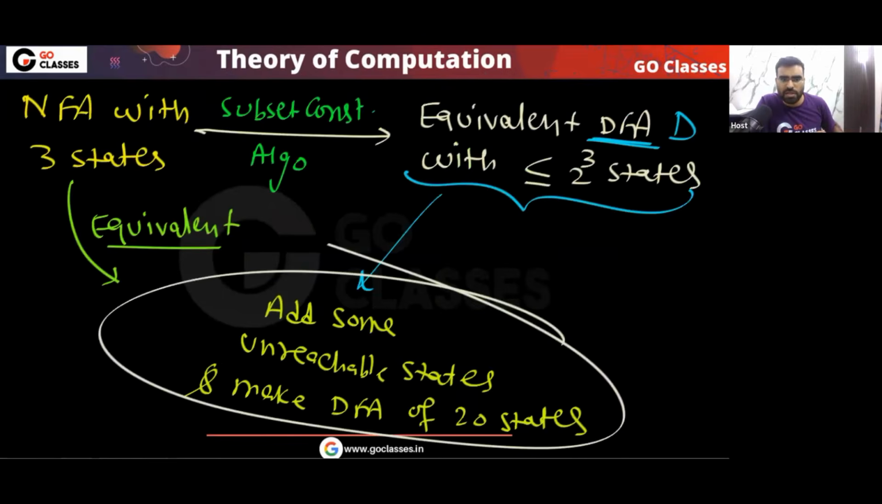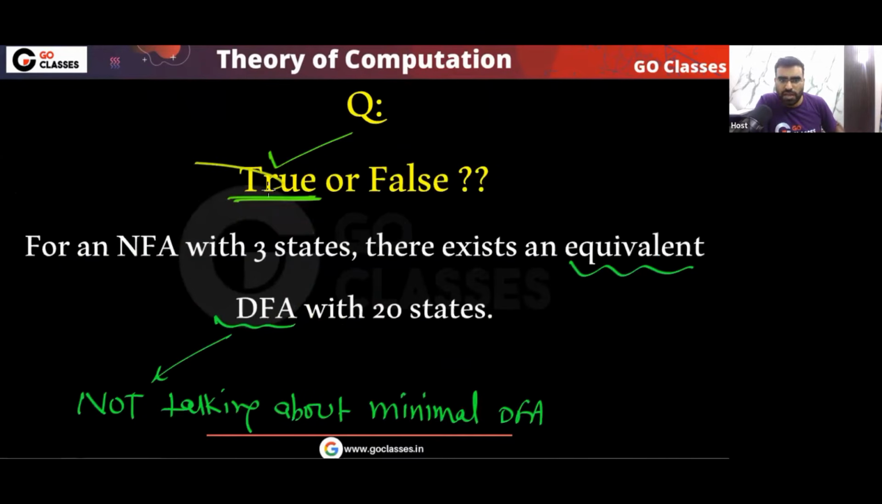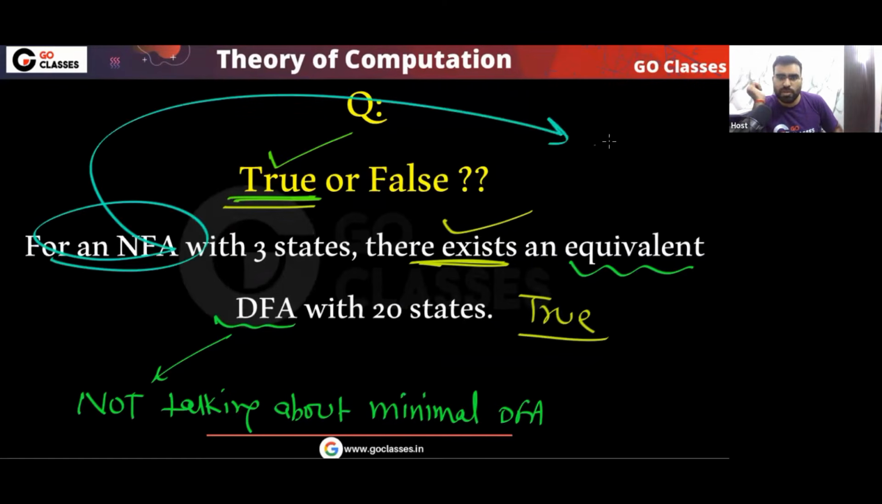Okay, so now you tell me the answer for this question. For an NFA with 3 states, there exists an equivalent DFA with 20 states. This statement is true, right? Because what you can do, notice, is convert this NFA into a minimal DFA.